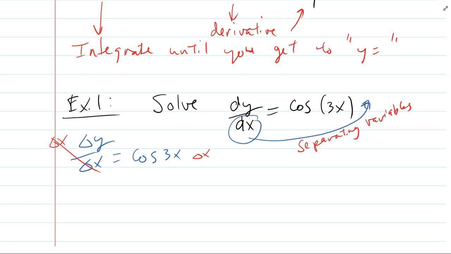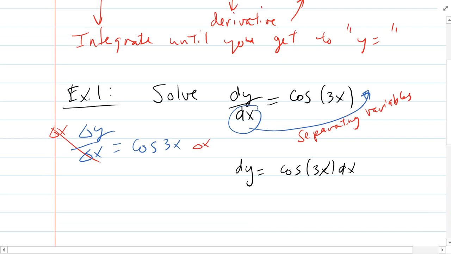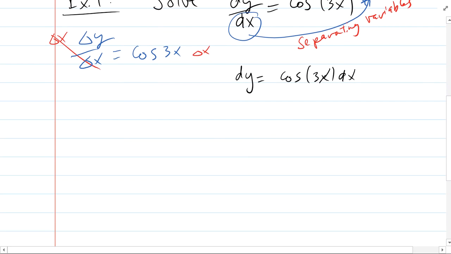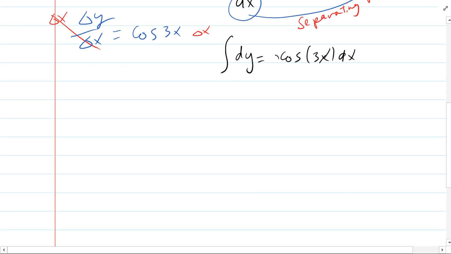And what you end up with, if you do this right, you always end up with the dy on the left and the dx on the right. Every single time. So you're going to put all the y's on one side, all the x's on the other. Right now, for the easy ones we're doing, there's not going to be a y, there's just going to be a dy. So what's it look like? It looks like dy equals cosine of 3x dx. And you've actually already learned to do this one because I showed you the thing to memorize, right? So if we want to undo a derivative, do we integrate?